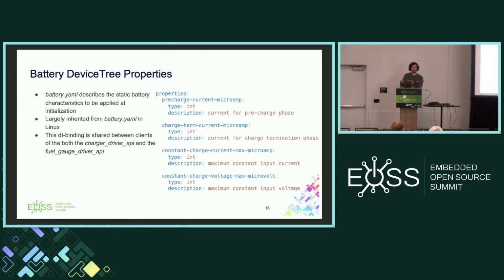On the device tree side of things, there's battery.yaml, which describes the static battery characteristics that should be applied at initialization. This is also inherited from battery.yaml in Linux. So we have these basic properties that are specific to the battery pack and that come from its specification. And this DT binding is shared between both the charger driver API and the fuel gauge driver API. There's no need to duplicate that, so they share this common device tree code.